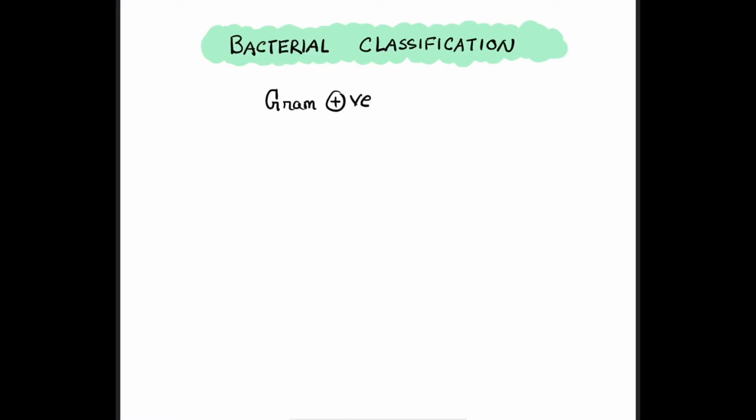Hello everyone, today we are going to discuss an important topic, which is bacterial classification. As you know, bacterial classification is really tough to understand and to memorize. For that reason, I am going to give you some information and mnemonics.